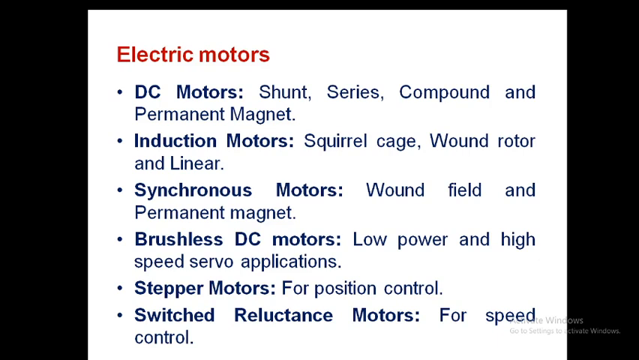Another type of AC motors is synchronous motors. One is wound field synchronous motor and the other is permanent magnet synchronous motor. Generally these will have a problem of sparking at brushes. To avoid those problems, brushless DC motors are also employed. The brushless DC motor is low power and used in high speed servo applications. This brushless DC motor does not have commutators, so there is no question of sparks.